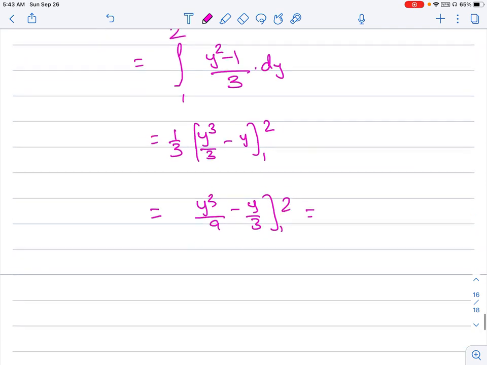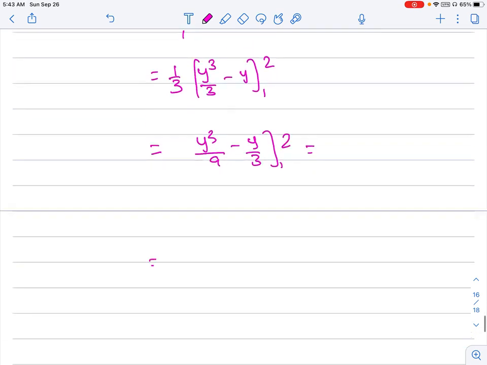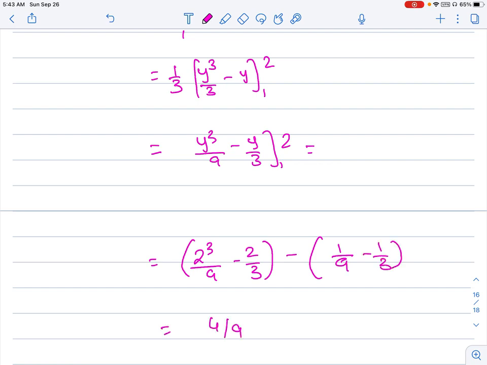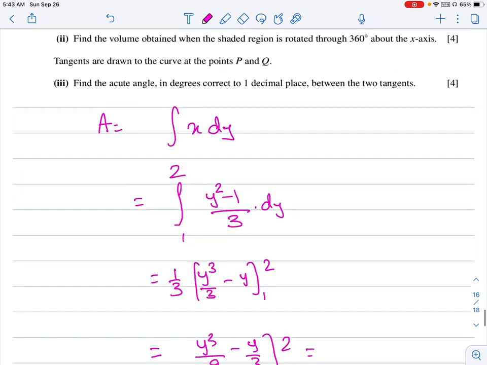So it becomes 2 cube upon 9 minus 2 upon 3 minus 1 cube upon 9 minus 1 upon 3. So simplify this one, you should be getting 4 upon 9. That is the first part.